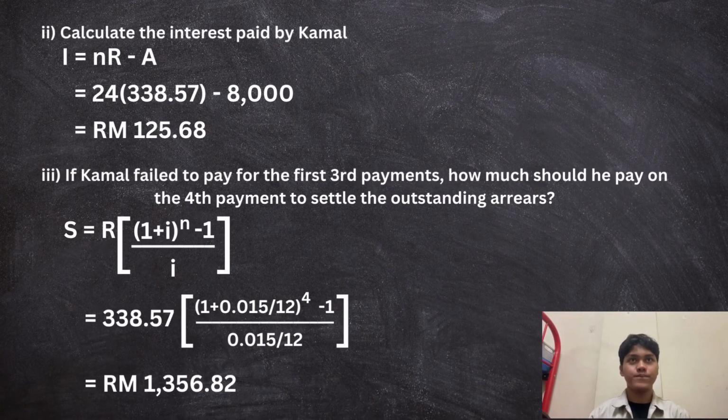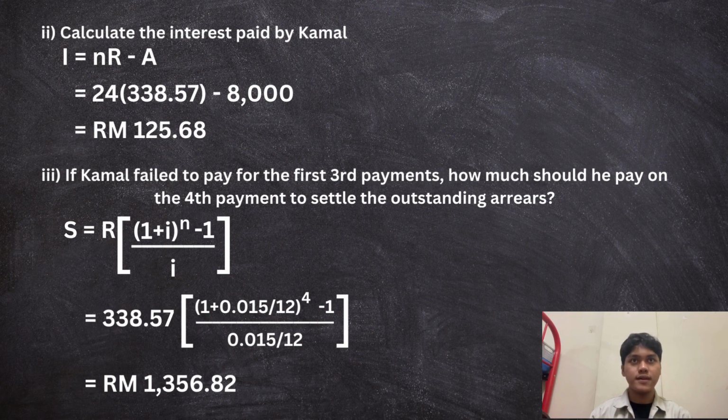Question B2. Calculate the interest paid by Kamal. In this case, we use the formula capital I equals n times R minus A, where n equals 24, times R, which equals 338 ringgit and 57 cents, minus 8,000 ringgit. After that, we calculate and get the answer for capital I, which equals 125 ringgit and 68 cents.